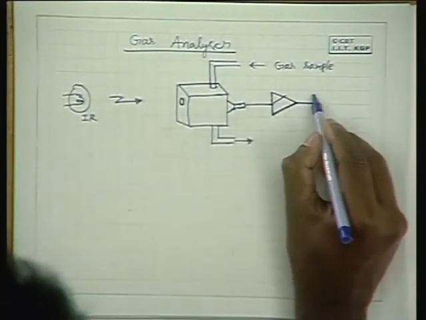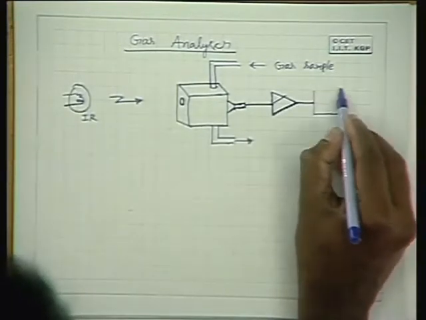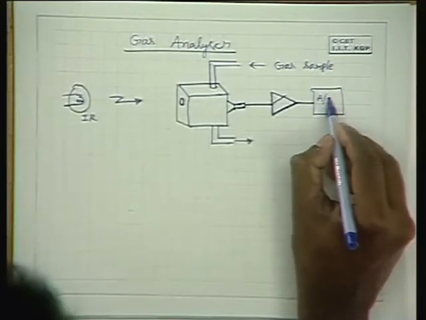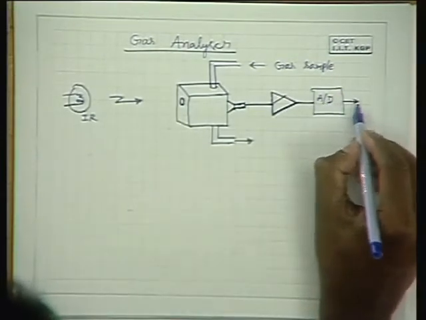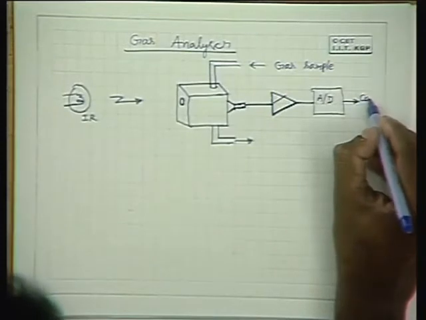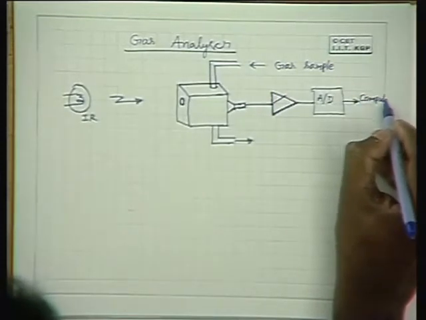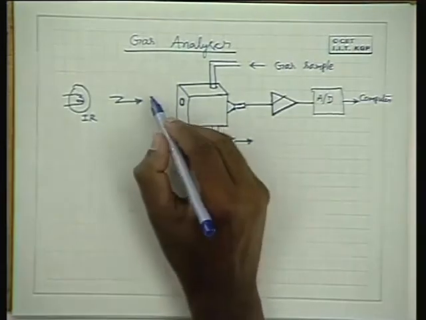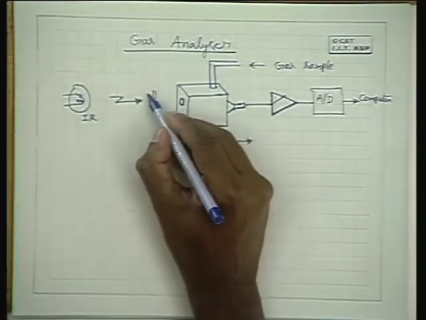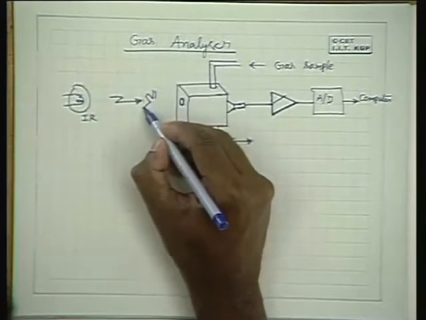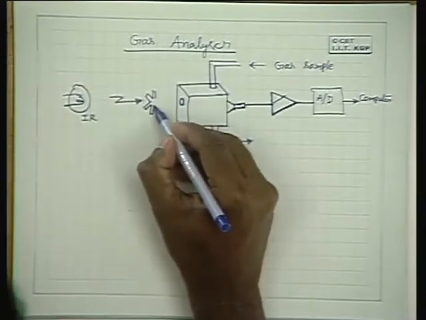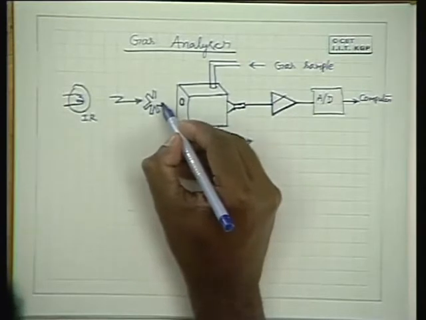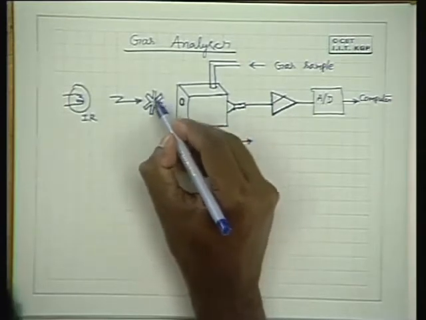Then it is analog to digital converted and fed into a computer for data analysis. This is one such typical system. To facilitate the amplification and processing of the signal, we normally use a chopper.